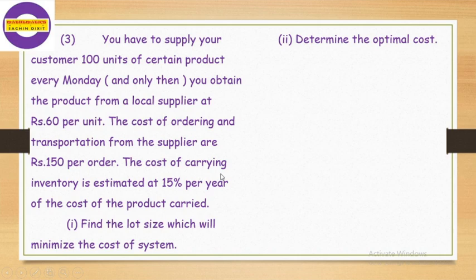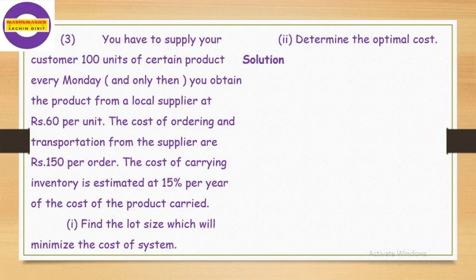The cost of carrying inventory is estimated at 15% per year. First, find the lot size which will minimize the cost of the system. And second, determine the optimal cost. That means we have to find out only two terms, that is Q star and the optimal cost, C minimum. Again we have to find out the three terms R, C1, C3.